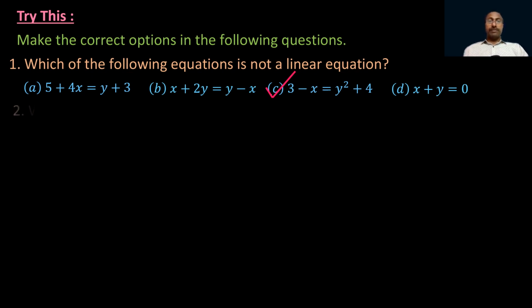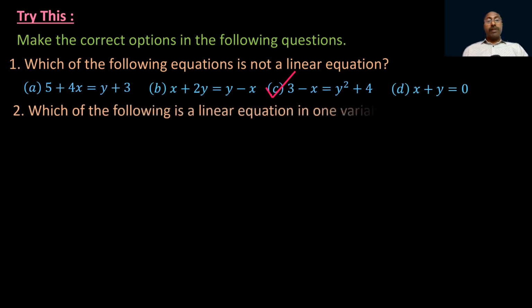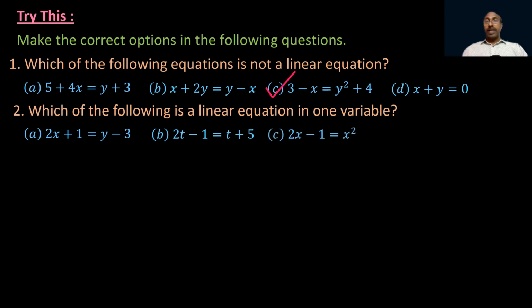Take the second question. Which of the following is a linear equation in one variable? So first option A is 2x plus 1 equal to y minus 3. Second option 2t minus 1 is equal to t plus 5. Third option 2x minus 1 is equal to x square. Fourth option x square minus x plus 1 equal to 0. So which of the following is a linear equation in one variable? That is the question.